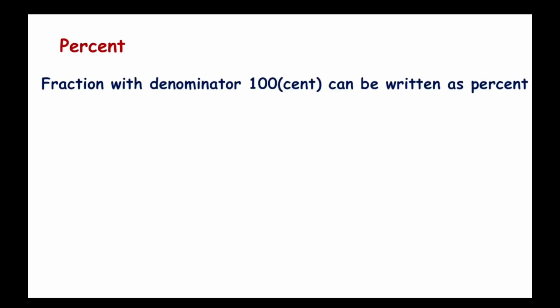So what is percent? A fraction with denominator 100 can be written as percent. So 1 over 100 is equivalent to 1 percent, where 100 is known as cent and bar is known as per. Altogether they make percent.